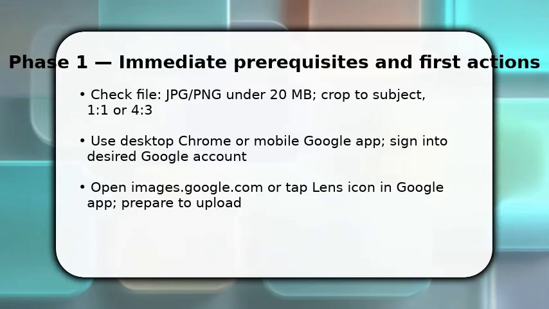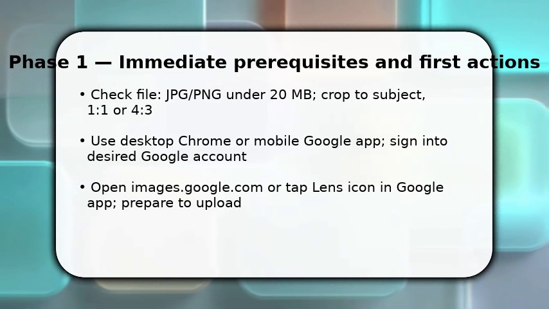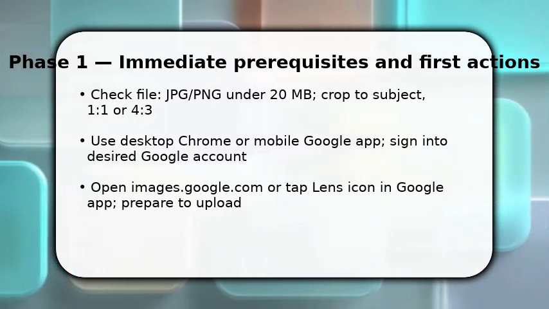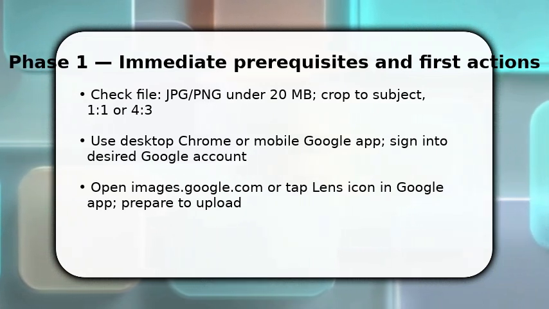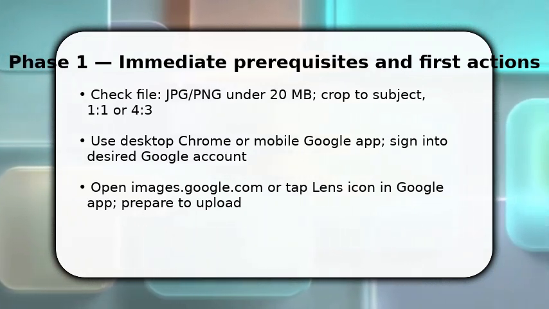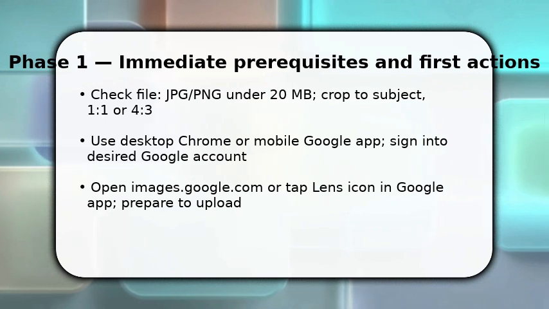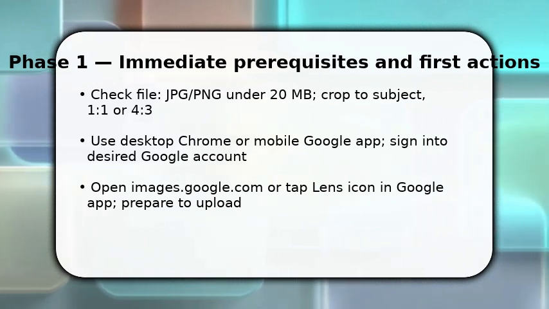You start by preparing a clean image, crop distractions, and save as JPG or PNG. Once done, open Images.Google.com on desktop, or launch the Google app on mobile and tap the Lens icon. Make sure you're signed into the account you want associated with searches.